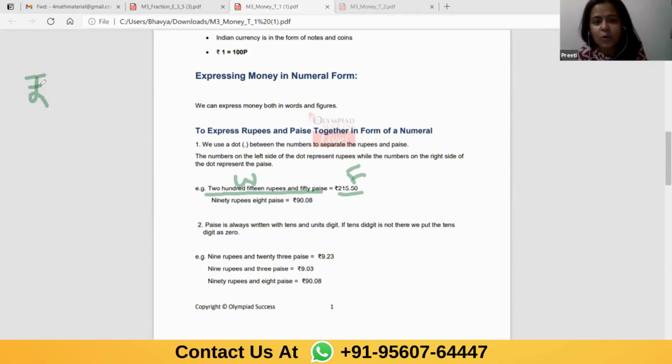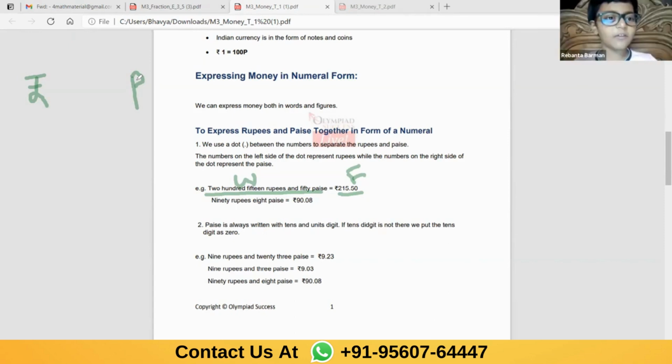This is the symbol for rupees, and this is the symbol for paise. It is a small p, small p in small letters, not in capital letters.